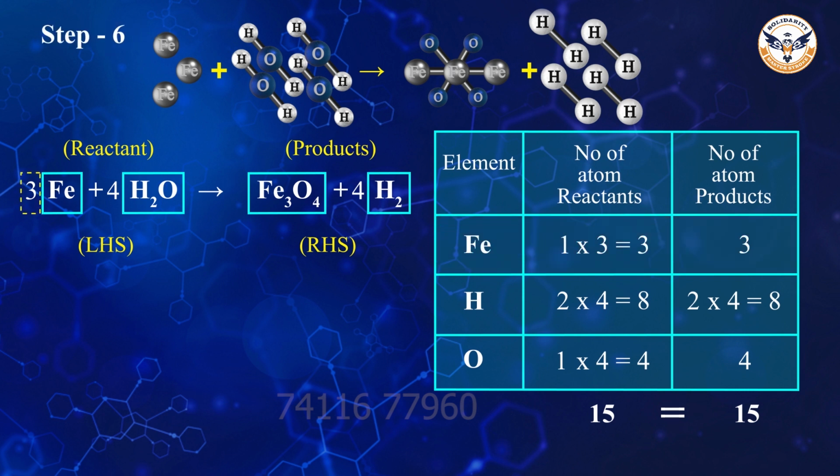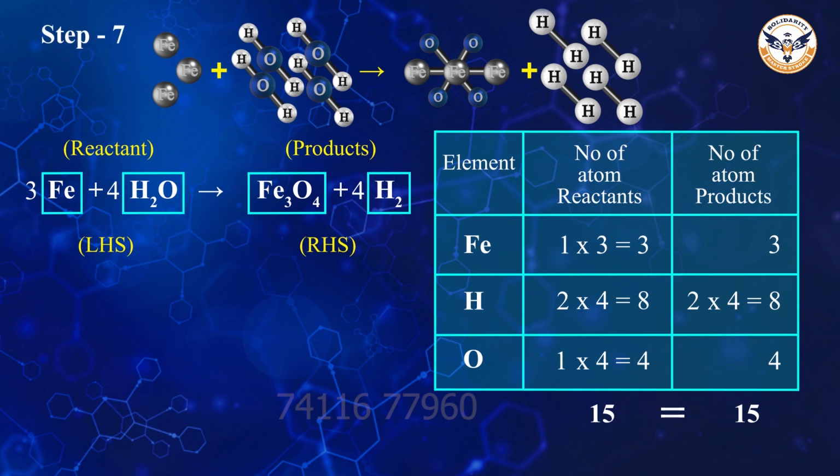Step 6. Finally, to check the correctness of the balanced equation, we count atoms of each element on both sides of the equation. Now the number of atoms of each element becomes equal on both sides. Thus, this equation becomes a balanced equation. This method of balancing chemical equations is called the hit and trial method. Now the equation is 3Fe plus 4H2O gives Fe3O4 plus 4H2.